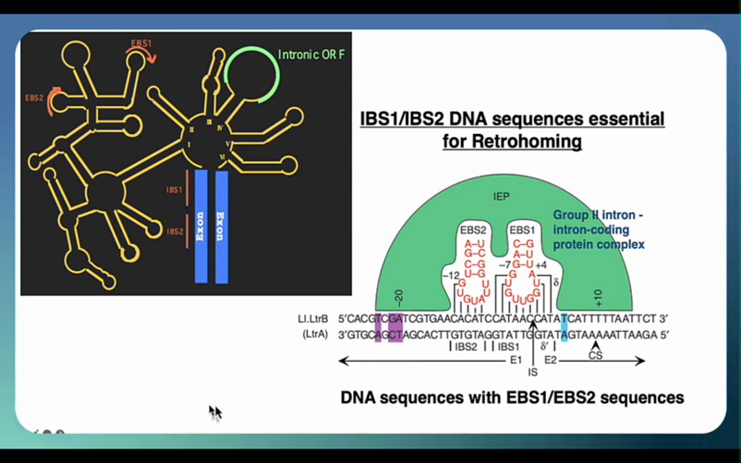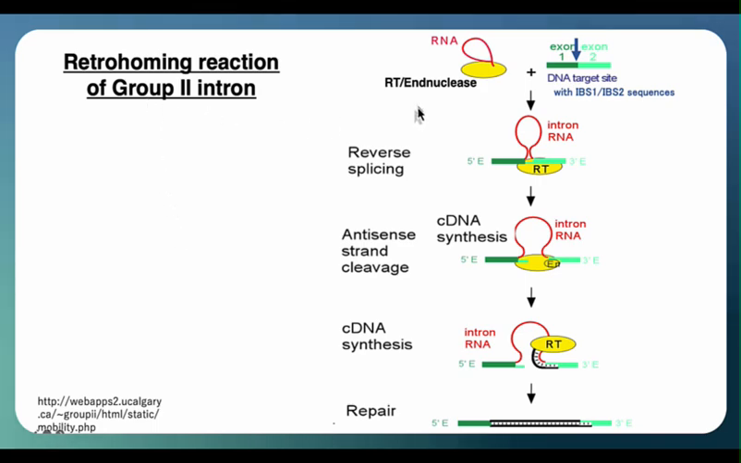In contrast, during the reverse splicing reaction, EBS1 and EBS2, which are RNA sequences of the excised Group II intron, need to form hydrogen bonds with DNA sequences homologous to IBS1 and IBS2, respectively. In the splicing reaction, the intron-exon boundary was determined by RNA-RNA hydrogen bonding, whereas in reverse splicing, the insertion site of the intron is determined by RNA-DNA hydrogen bonding. Group II intron reverse splicing requires activities such as reverse transcriptase and endonuclease.